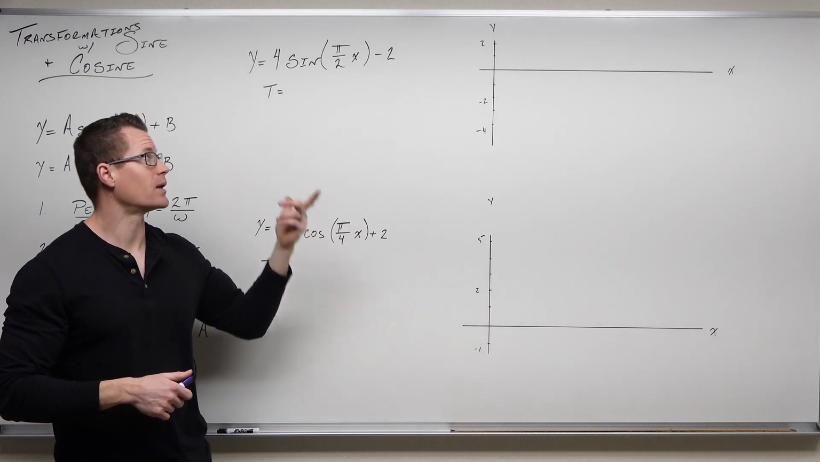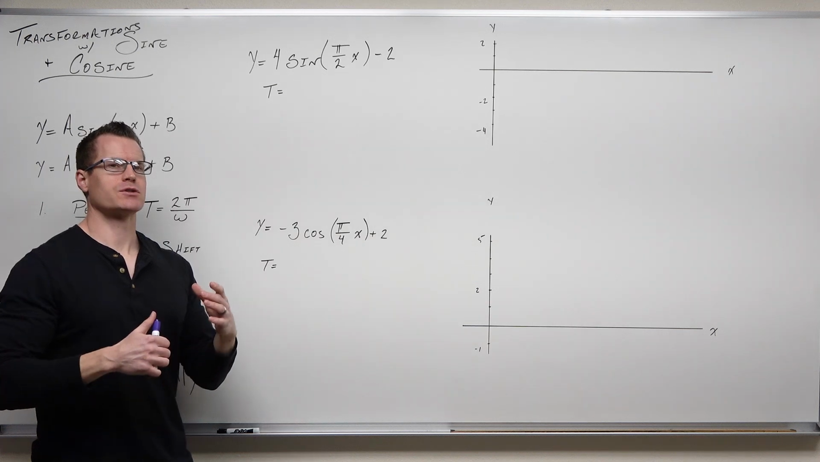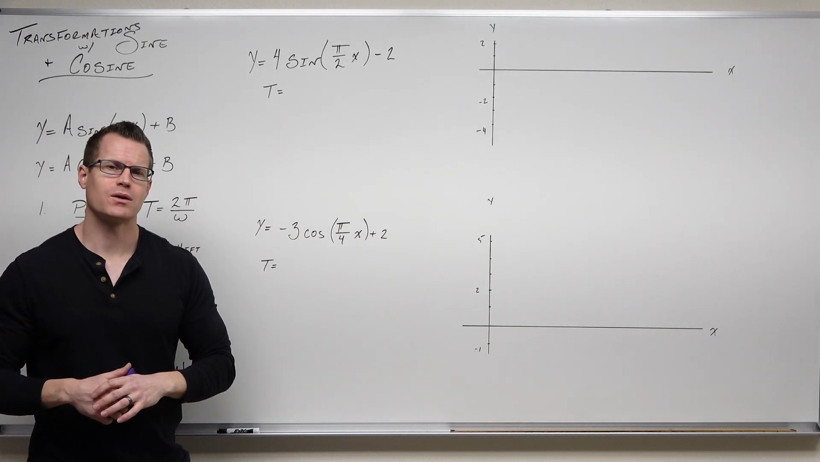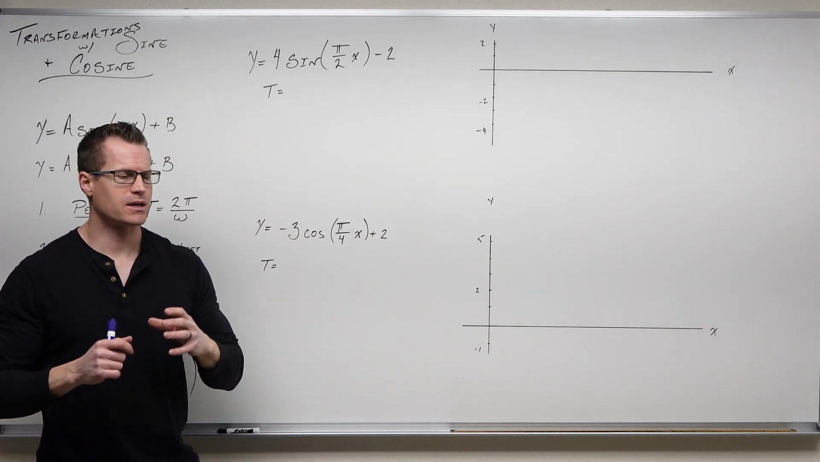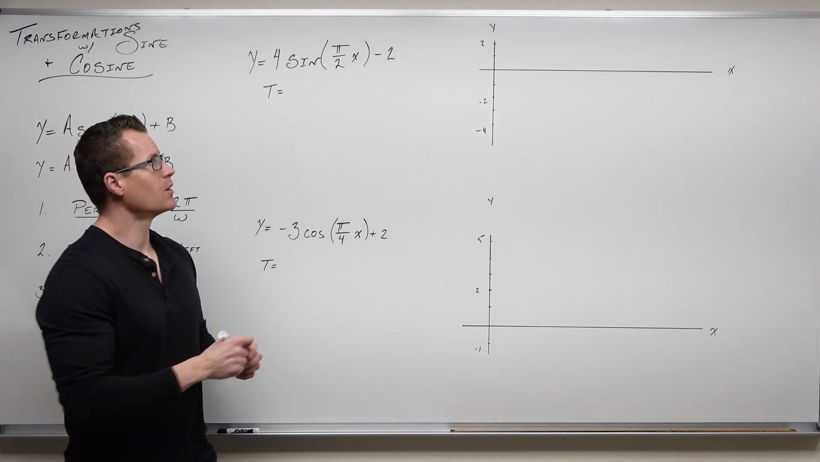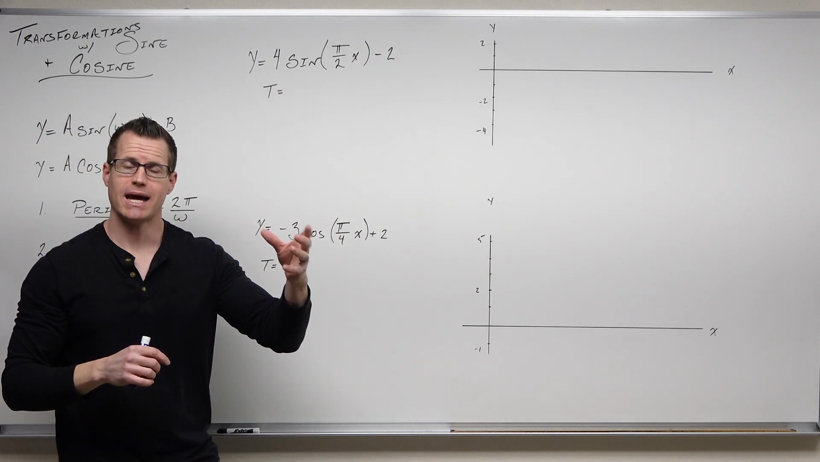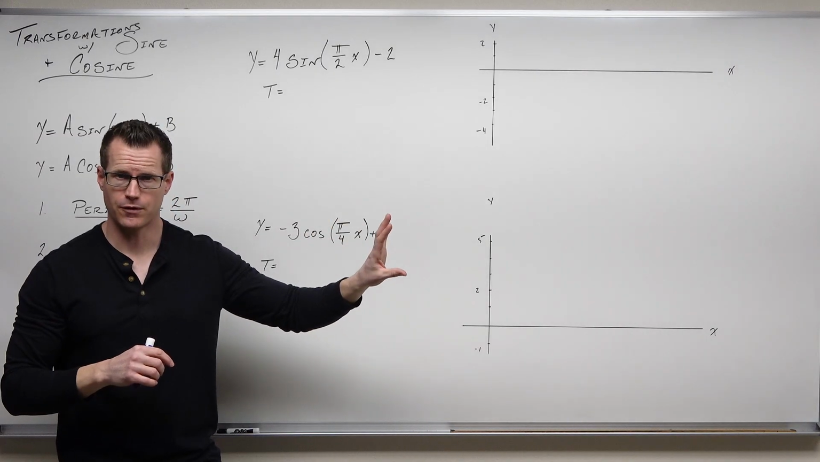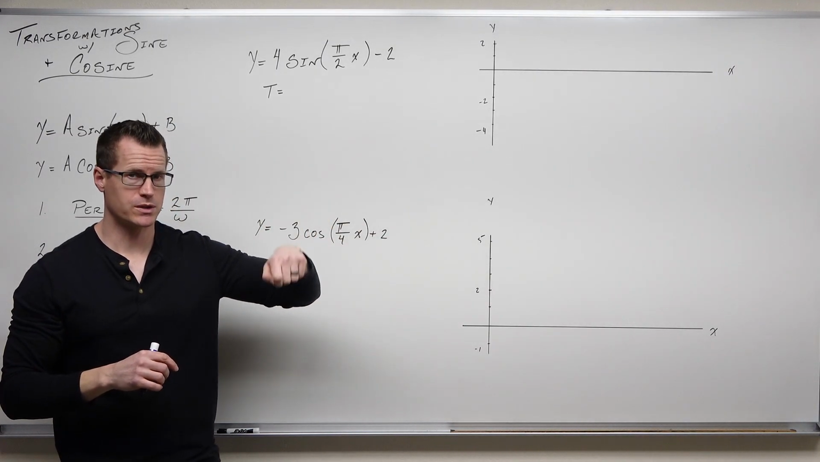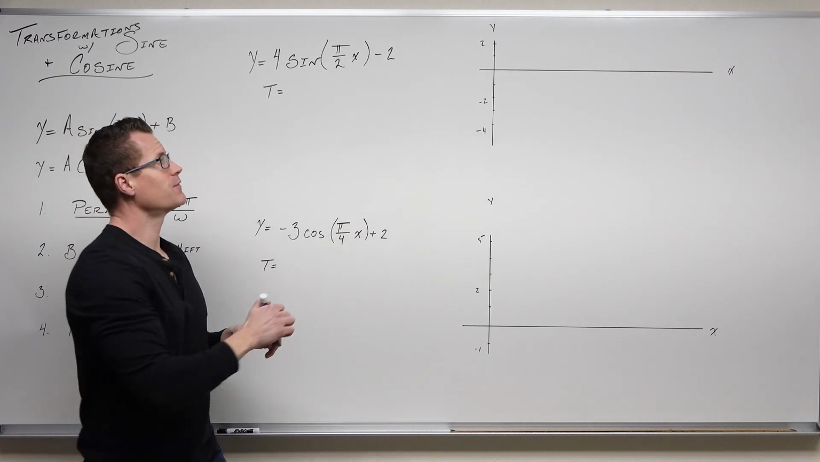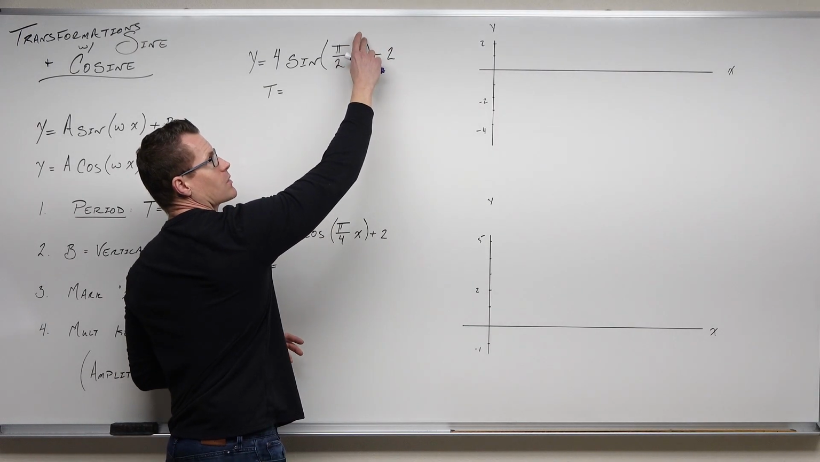So let's take a look at our 4 sine (pi over 2 x) minus 2. The first thing I really need you to understand is there is an extreme difference whether this parenthesis ends here or here. If you have something added or subtracted outside of your function, that's a vertical shift up or down, where minus means down.